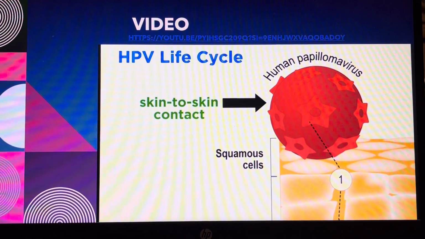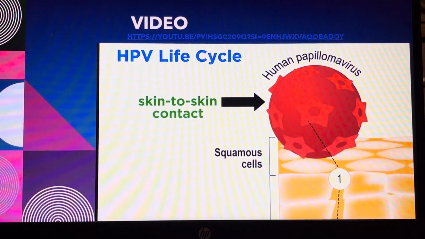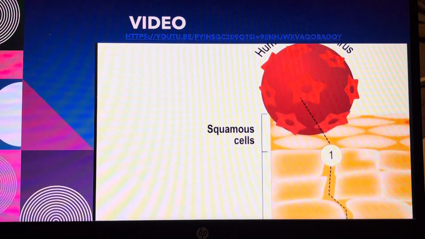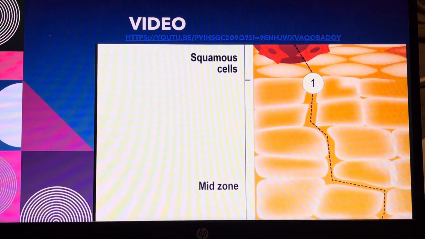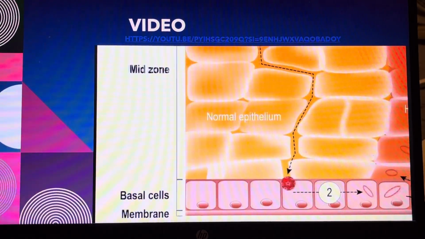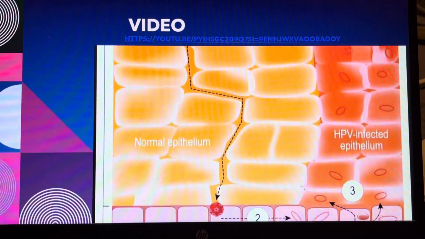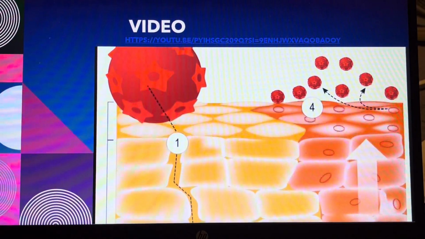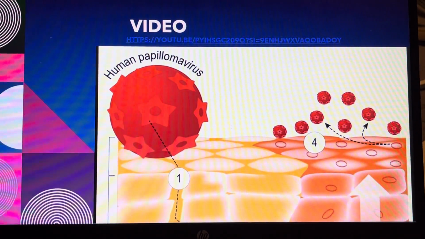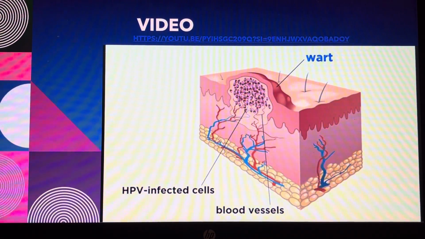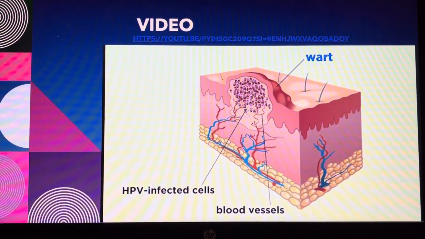Human papillomavirus is transmitted sexually through skin-to-skin contact. Let's break down what happens next. The virus is able to enter the basal layer of the epidermis through tiny breaks in the skin. Once inside, the virus triggers cell growth, which allows the virus to make even more copies of itself, since more host cells means more virions. All those extra cells are what cause warts, a potential symptom of HPV.